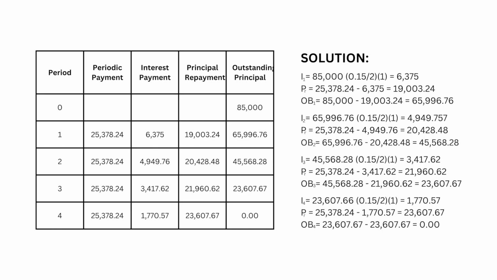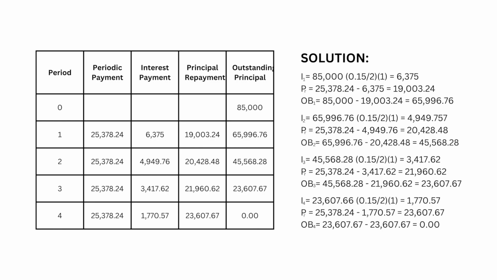The 85,000 in the outstanding principal is already given, so to get the 6,375 interest payment, we should multiply 85,000 by 0.15 over 2 times 1, which is the letter I, also known as R over M. Now that we have solved for the first interest payment, we can solve for the principal payment. To get this, we will just subtract the interest payment from the periodic payment, so it would be 25,378.24 minus 6,375, which equals 19,003.24.